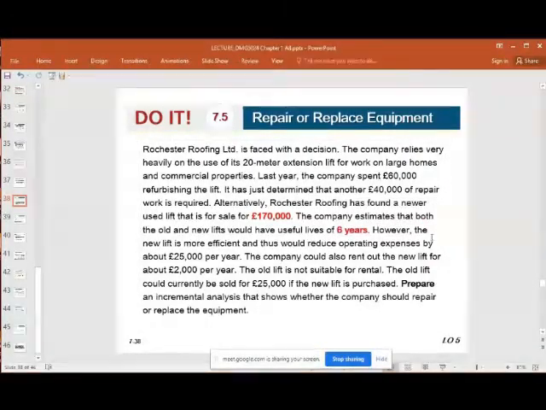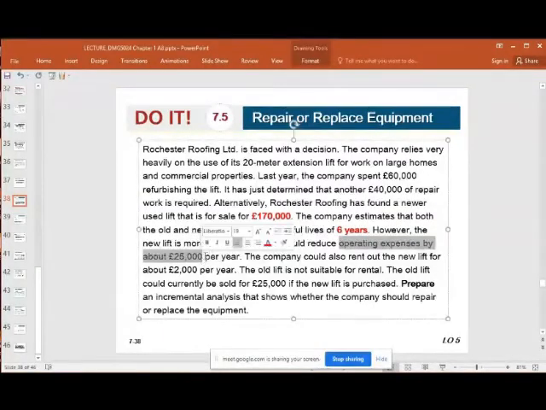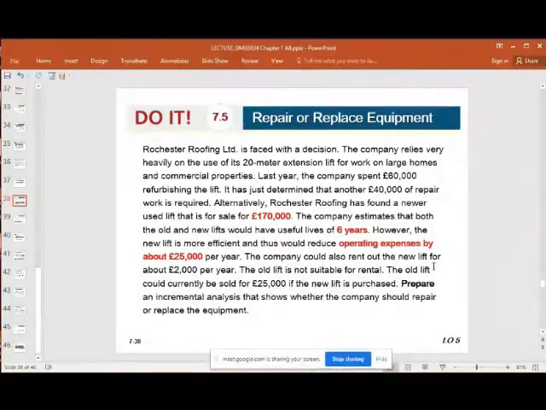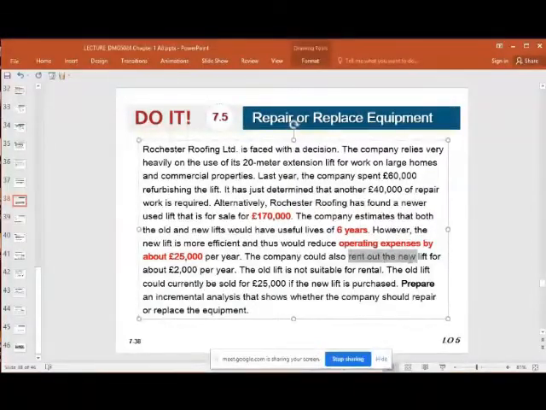However, the new lift is more efficient and can reduce operating expenses by 25,000 a year. That means if you use the old lift, your operating expenses is 25,000 more. If you use the new lift, then you can save that 25,000. Besides that, the company can also rent out the new lift for 2,000 a year.